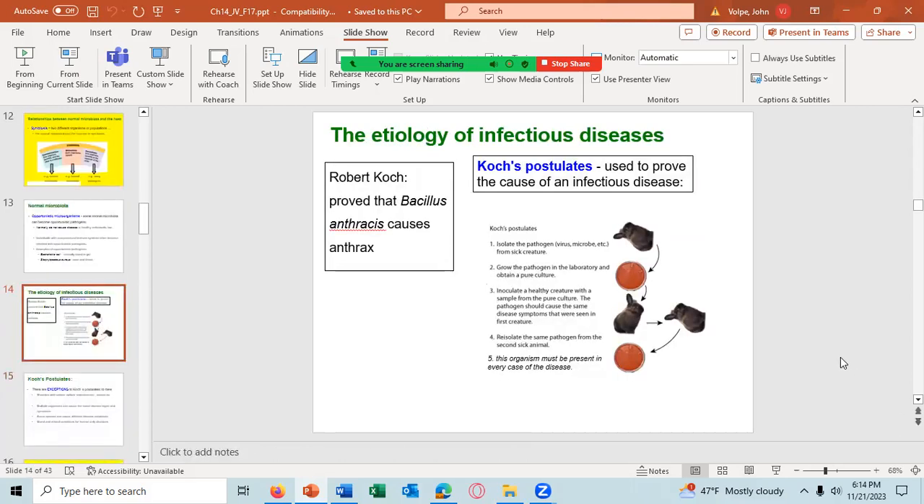All right, let's talk about Koch's postulates again. Remember, we're talking about the etiology of infectious disease, and the first microbe that was ever shown to cause disease was Bacillus anthracis, causing anthrax. And it was Dr. Koch who proved it, showed it happening. He then established Koch's postulates, which are used to prove that a given organism causes a given disease.